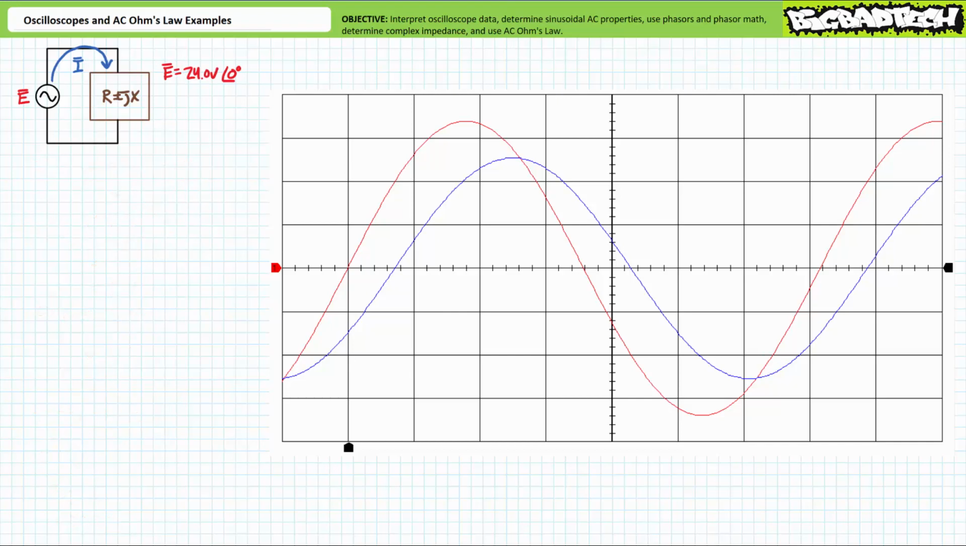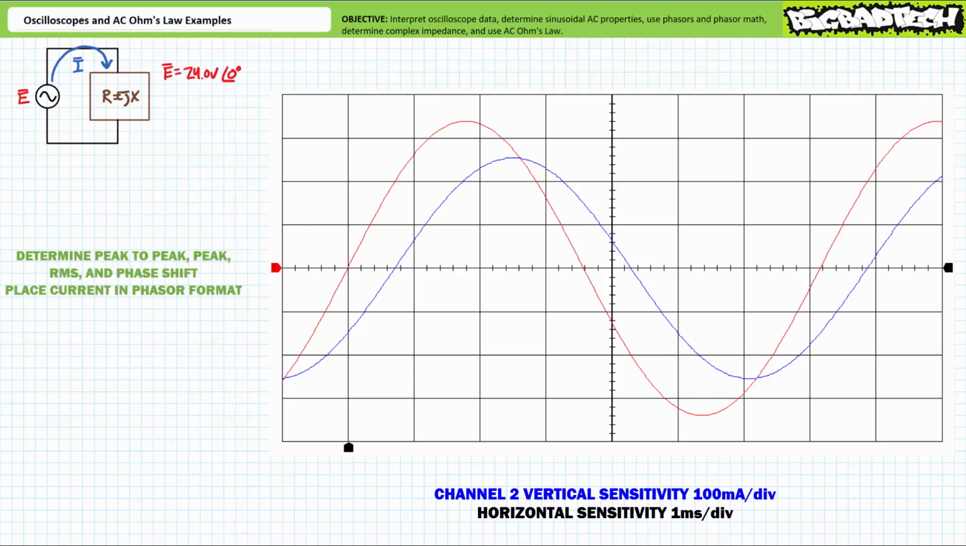Let's now do the same thing for current data on channel 2 in blue. Channel 2 is employing a vertical sensitivity of 0.1 or 100 milliamperes per division. Channel 2 is also using a horizontal sensitivity of 1 millisecond per division. See if you can determine the current peak-to-peak value, the current peak value, the current RMS value, and the phase shift of current with respect to source voltage. Once you've got these properties, put current in phasor format. By all means, pause the lecture and try this on your own.